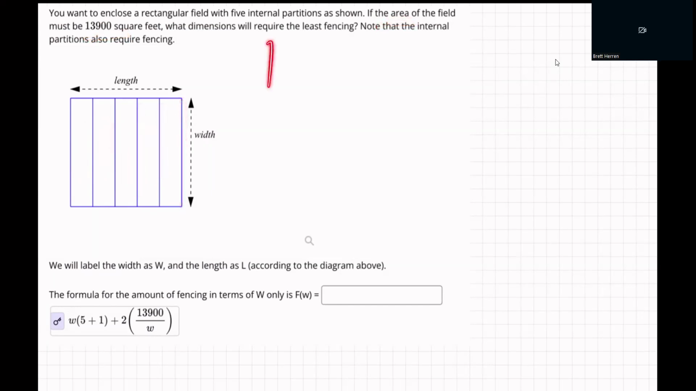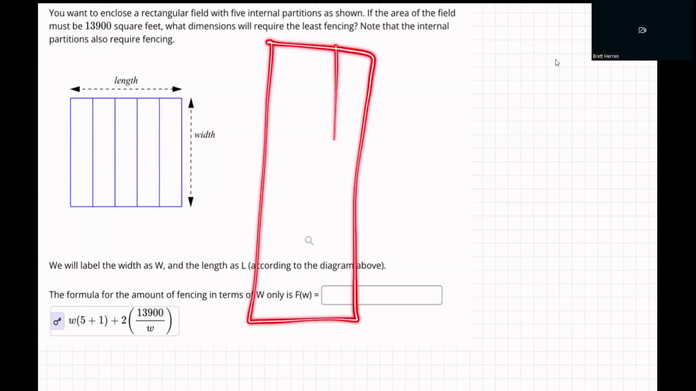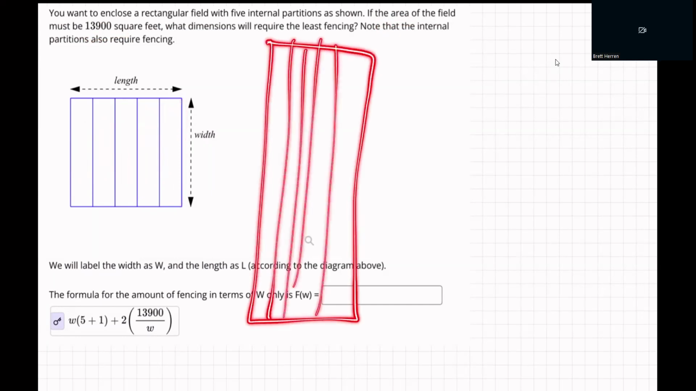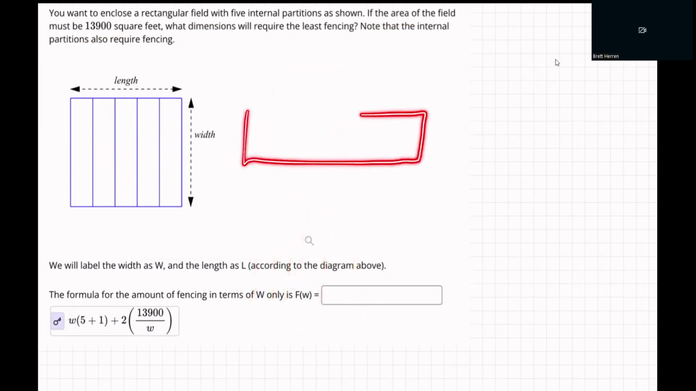Now, you can make this thing long and thin like this and make fives. Probably not. That's going to be more fencing, huh? You probably should make it more like this, huh? And do five, three, four. That'd be five sections. More like that. That'll use less fencing, perhaps.